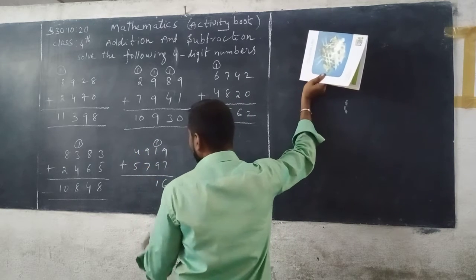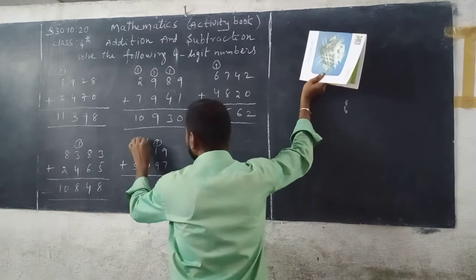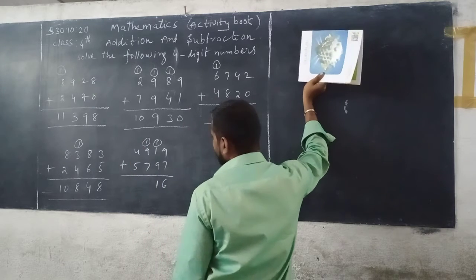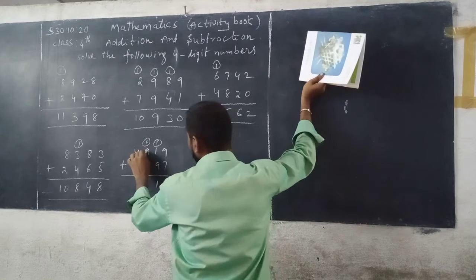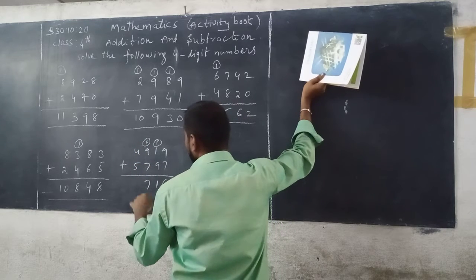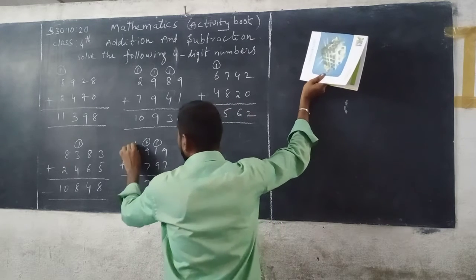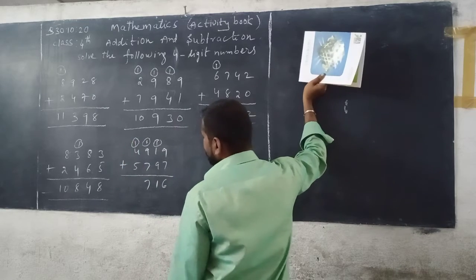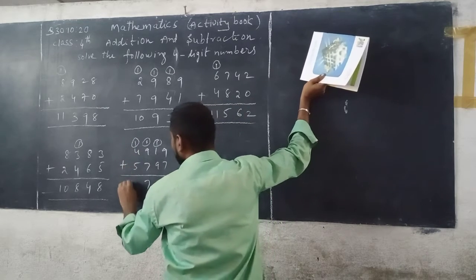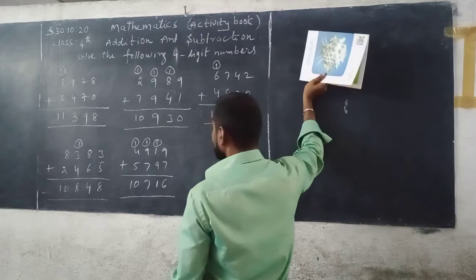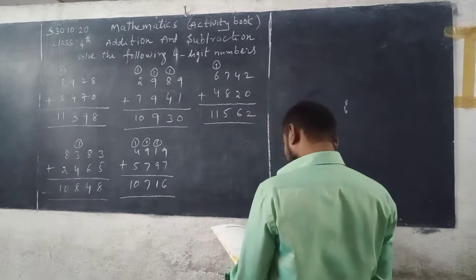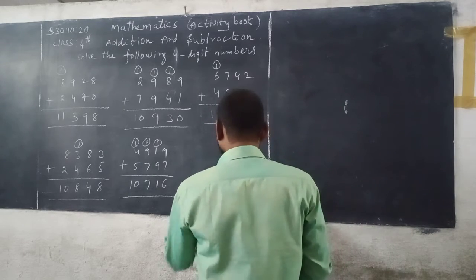1 taking, 1 write down in tens column, and 1 is carrying in hundreds place. Next to add the digits in hundreds place, 1 plus 9, 10. 10 plus 7, 17. 7 taking and write down in hundreds place, and 1 is carrying in thousands place. Now next 1 plus 4, 5. 5 plus 5, 10. Sum is equal to 10,716.